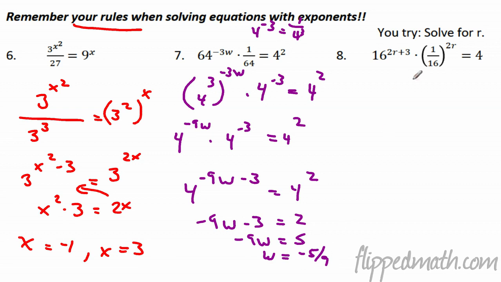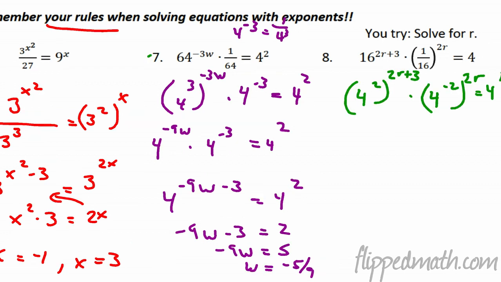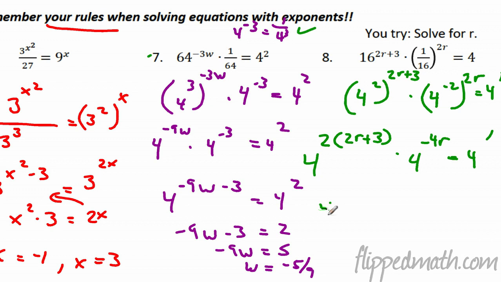All right, you try number 8 all by yourself. Go. Pause the video. Okay, let's hope you get the same thing that I'm going to get here. All I did was rewrite 16 as 4 squared, and this is 4 to the -2 power, 1/16, right? For the same reason as up here, and 4 to the first. So at this point, I'm going to multiply. You have to be careful because it's quantities. It's 2 times this whole thing. So 2 times 2r plus 3. And then, let's just figure that out. So we get 4 to the 2 times 2r plus 3 times 4 to the -4r, and that should equal 4 to the first. All right, so that's 4 to the 4r plus 6.